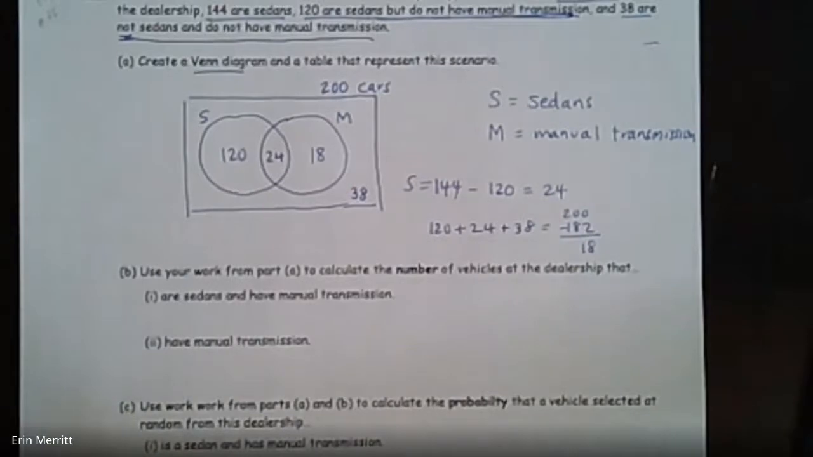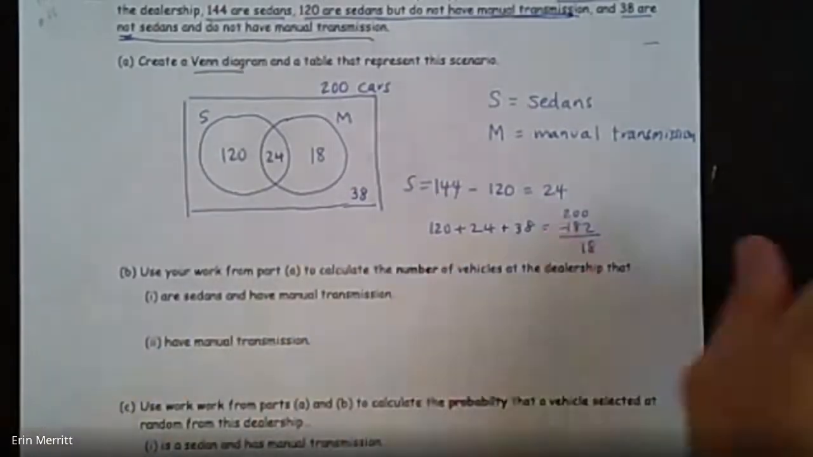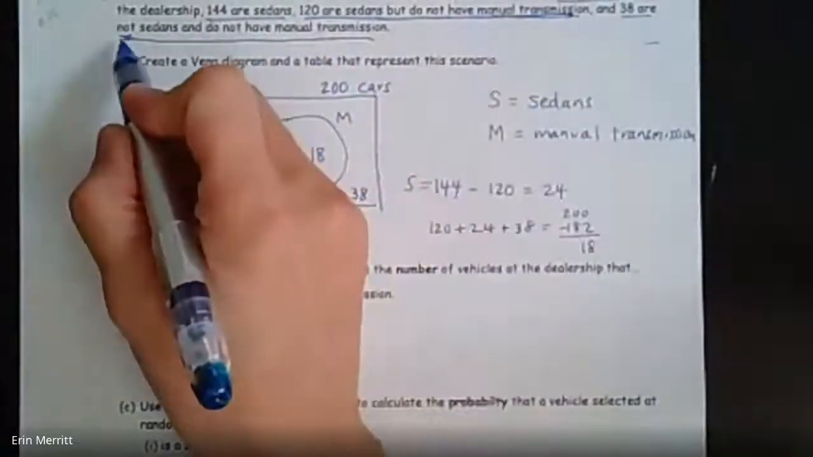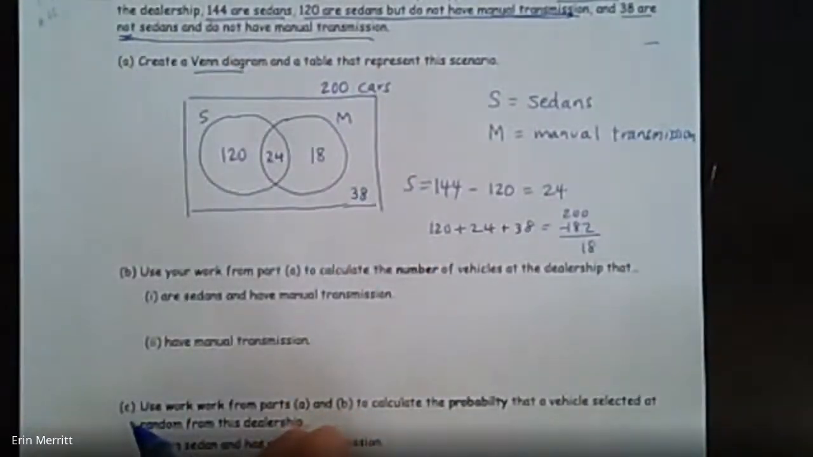So the last page, I just misread the question and it wasn't clicking for me. The word that I missed is it says that 38 are not sedans. Whoops, kind of a key thing there.